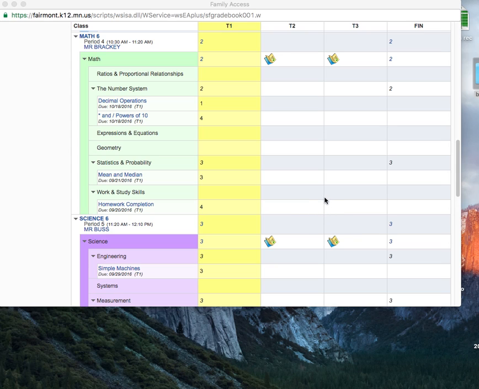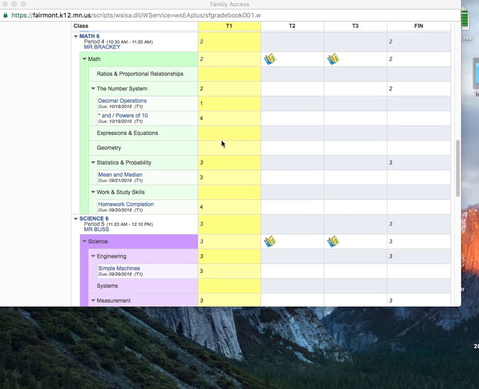Within our standards-based system, we don't use the traditional grades of A, B, C, D, and F. Instead, we monitor learning on a 4-point proficiency scale. A 4 means that the student has mastered the skill. A 3 means that they're proficient with the skill. A 2 means that they're partially proficient, and a 1 means that they do not meet proficiency.